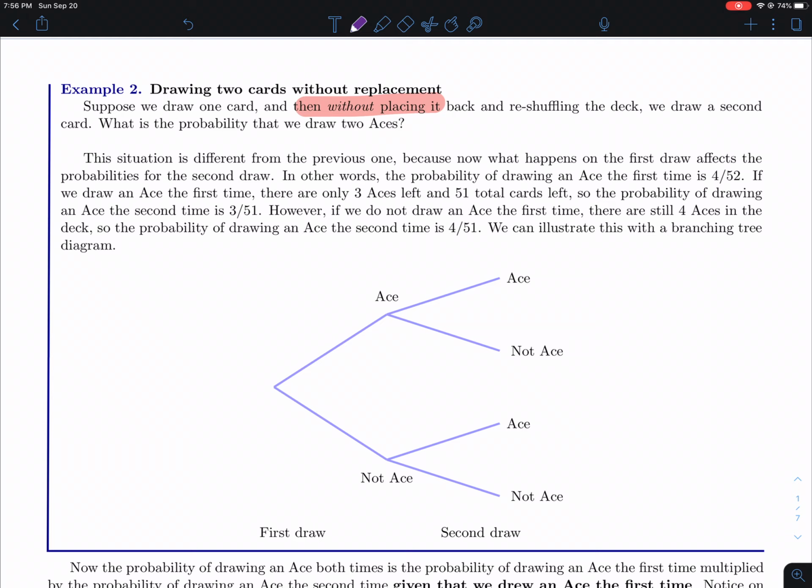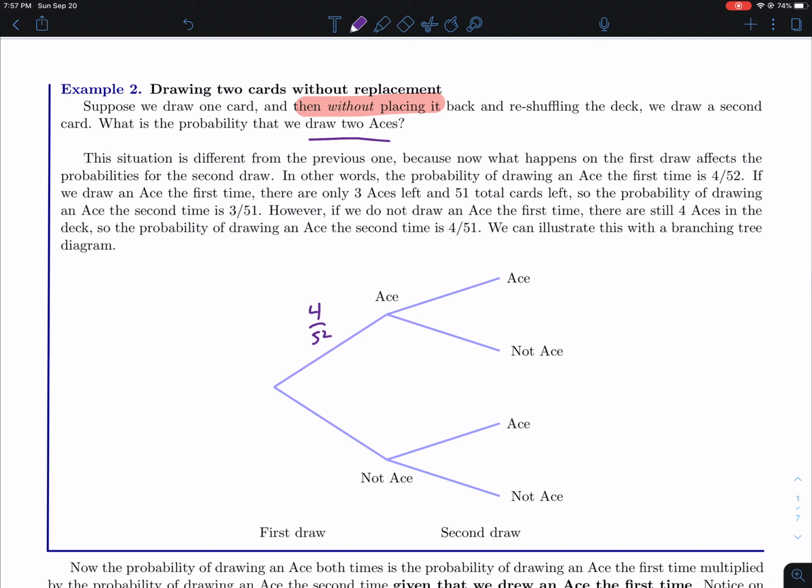So if I ask, what's the probability of drawing an ace the first time? If we look at our little tree diagram that we've got down here, there's 4 aces and there's 52 cards. So the probability of me drawing an ace on the first card would be 4 out of 52. And then if I went down the tree the other way, not that it technically matters for this problem because we want to know the probability of drawing 2 aces, but just in case.